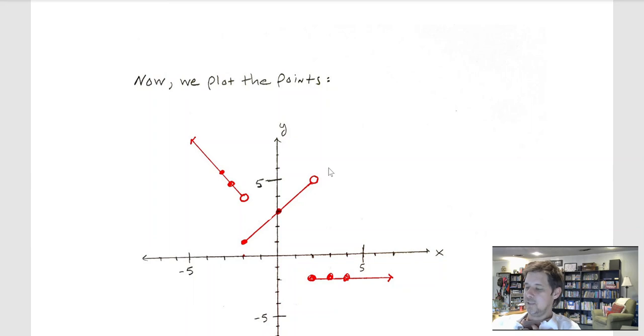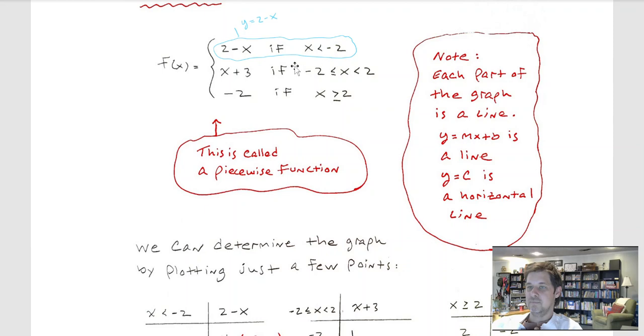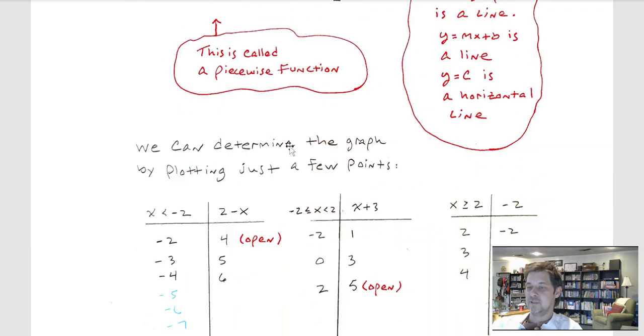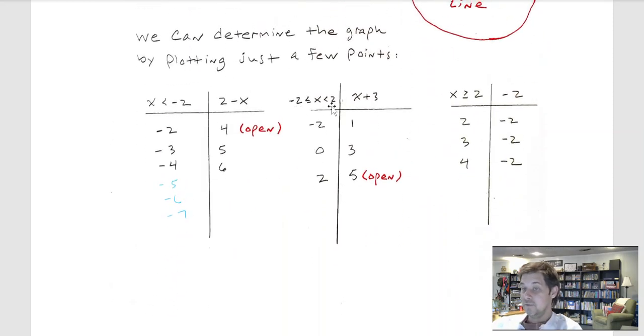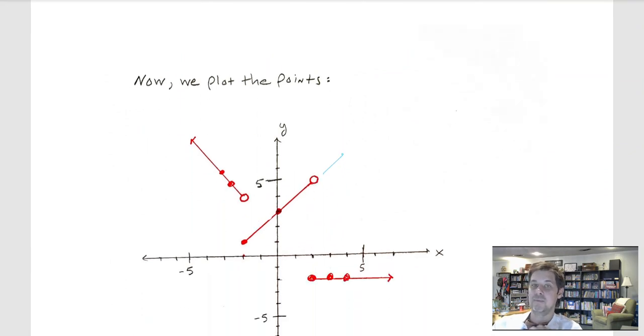Now why don't I have some arrow going off in this direction like that? Why didn't I do that this time? Or in that other direction? Well, because this middle portion of this piecewise function is just from negative 2 to 2, and that's it. It doesn't go left of negative 2, and it doesn't go right of 2. So that's why it does not continue beyond the points that I have, all right?